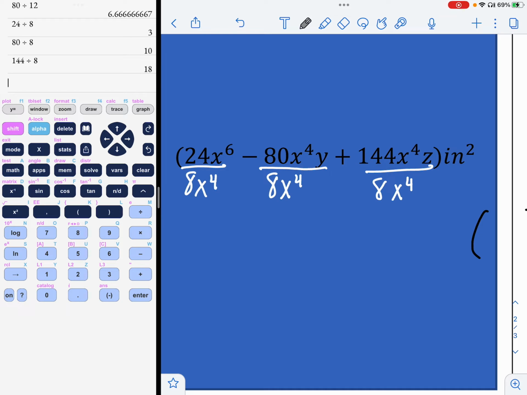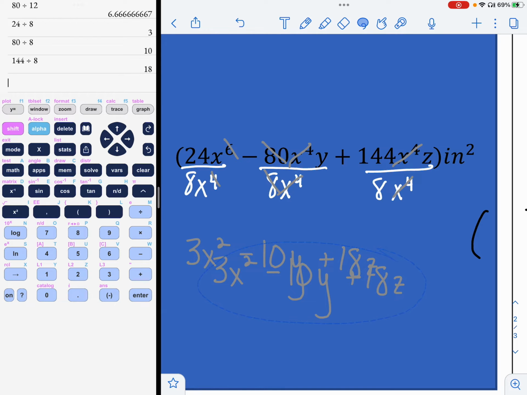All right, so when I divide it out over here, I'm going to throw my answer on the other side. It's going to give me a 3 with an x to the 2nd, because you do 6 take away 4. Minus 10 with a y, because when you divide, you get 10, and 4 take away 4 is none, and the y travels down. And then 144, if you look at my calculator, I got an 18. The x to the 4th goes away, and it has a z. So I'm going to swoop that, and I'm going to duplicate that.